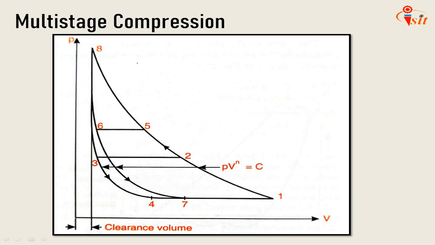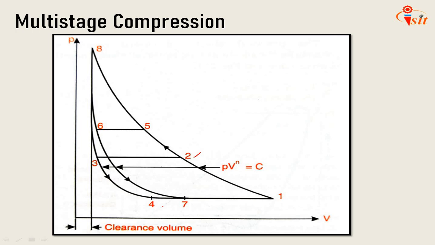Next slide is about multi-stage compression. In a single stage reciprocating compressor, if the delivery is restricted, the delivery pressure will increase. If the delivery pressure is increased too far, certain disadvantages appear. The figure shows a single stage compressor compressing to a pressure P2. The complete cycle 1, 2, 3, 4 is single stage compression.